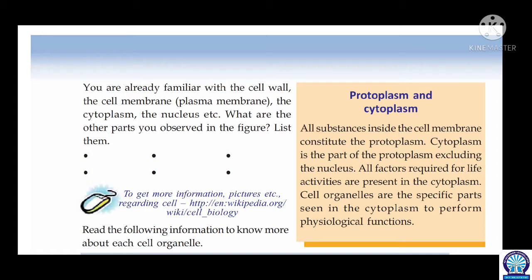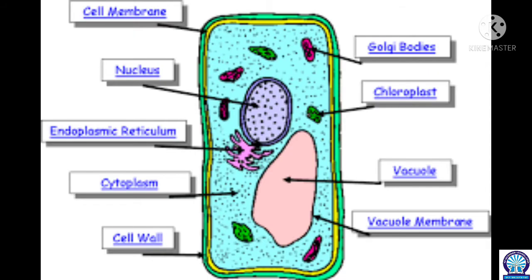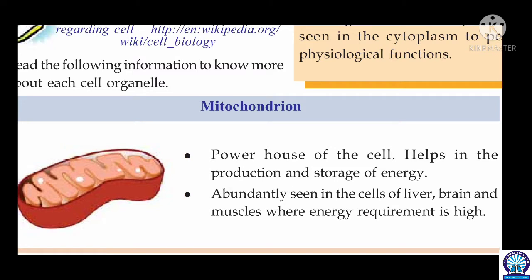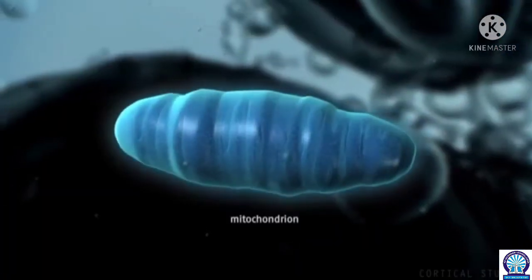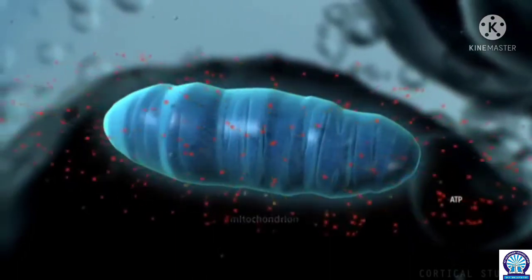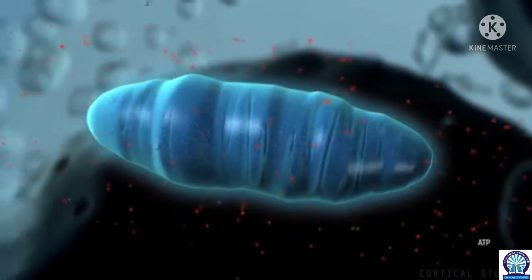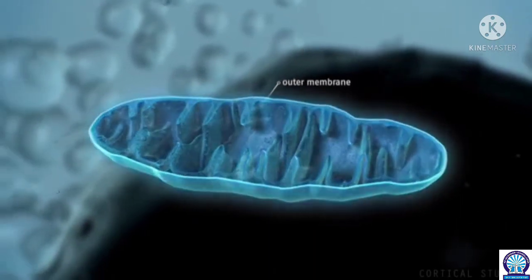Then what are the other parts you observed in the figure? Yes, it is mitochondria, endoplasmic reticulum, ribosomes, vacuole, Golgi complex. So we are going to discuss the function of each cell organelle. The first one is mitochondrion. You can see the picture of mitochondrion. We call it the powerhouse of the cell because it helps in the production and storage of energy. And it is seen abundantly in the cells of liver, brain, and muscles where energy requirement is high.